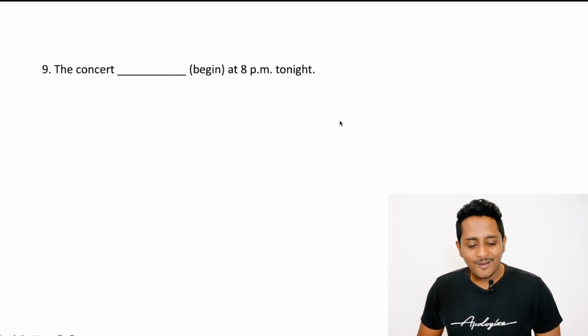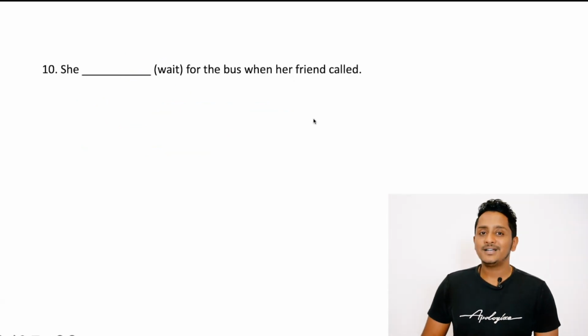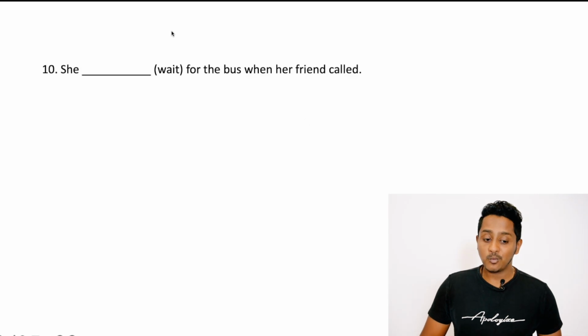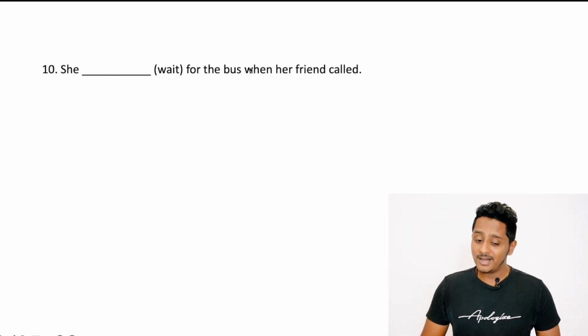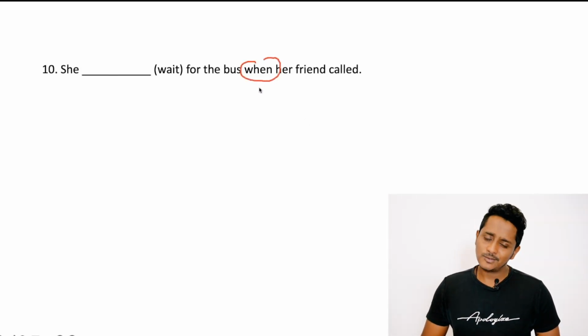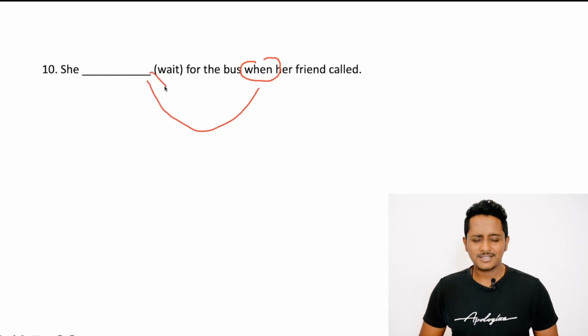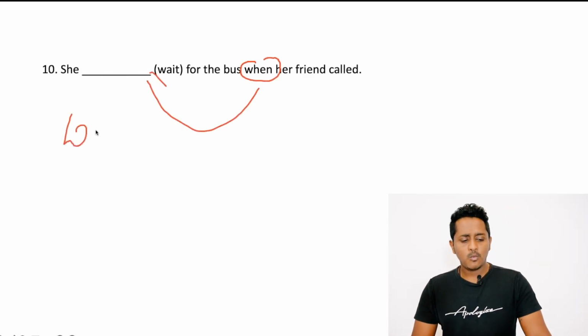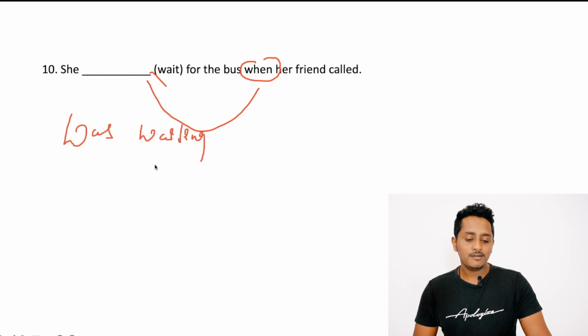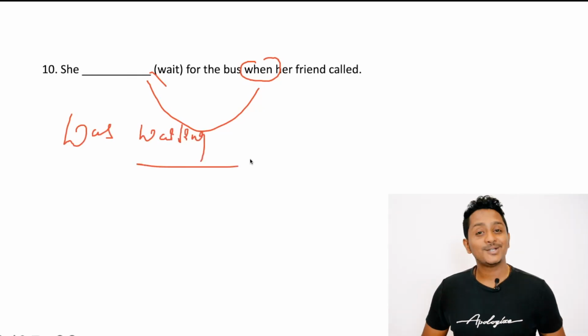Alright, the last one, she dash for the bus when her friend called. She was waiting for the bus. Like I told you, whenever you have these things, while, when, make use of continuous tense. Easy peasy grammar. She was waiting for the bus when her friend called.